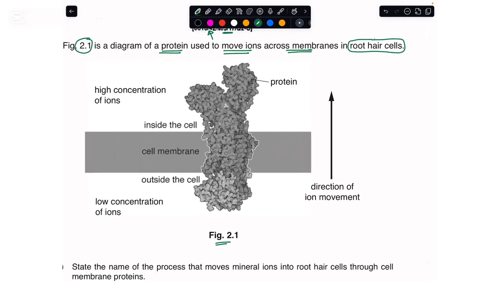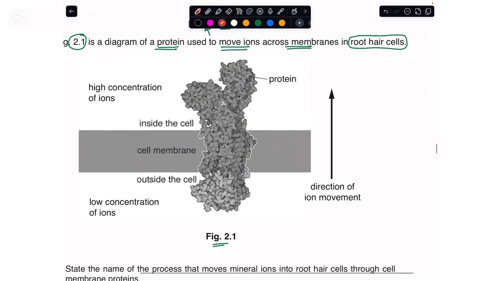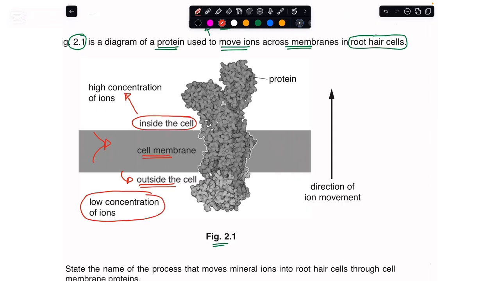Now, if I were to explain this diagram, here we have the inside of the cell where there is a higher concentration of the ions. And this darkened part is showing you the cell membrane. And here we have the outside of the cell where the concentration of the ions is lower. If you follow this arrow, the ions are moving from the lower concentration to the higher concentration. So the point that must click in your mind is that since the particles are moving from lower to higher concentration, this is active transport.